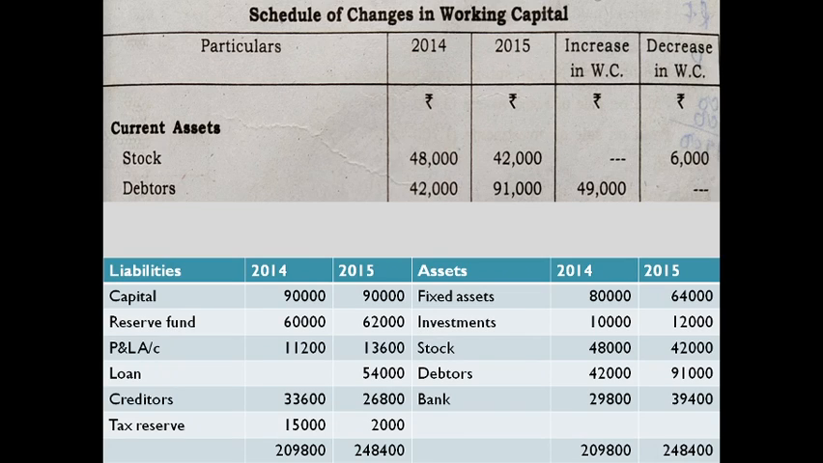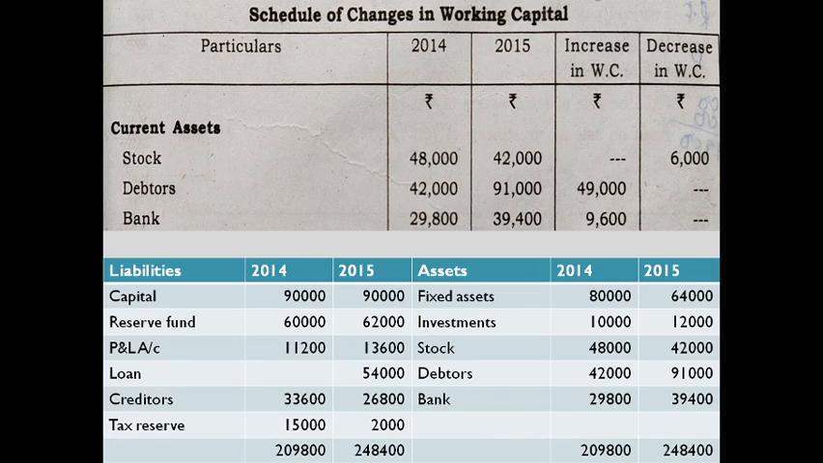Next one, debtors: 42,000 and by the end 91,000. So there was an increase in current assets and you know how to write down the next step. And next one is bank. At the beginning it was 29,800, by the end it was 39,400. So there is an increase and it has to be shown accordingly. There are no other current assets given in the question. Let us take the total of the first two columns. Remember, you need to take the total of the first two columns only.